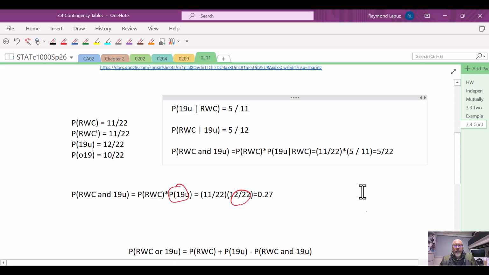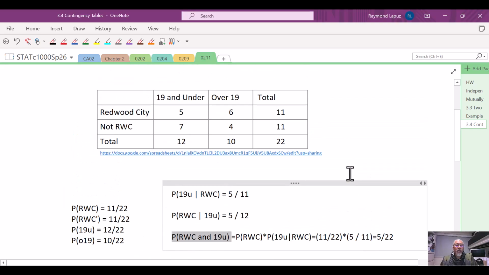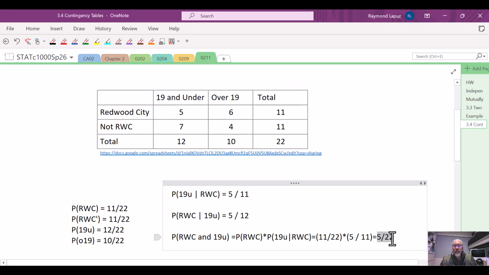And that is your answer. Now, the shorter way of doing this is that if you're looking for this probability in the table, what's the probability that we select somebody who lives in Redwood City and is 19 years or under out of the whole thing? So if we pick one person out of the total who lives in Redwood City and is 19 and under, that's going to be a total of 5 divided by 22. And so that's exactly the same answer over here.